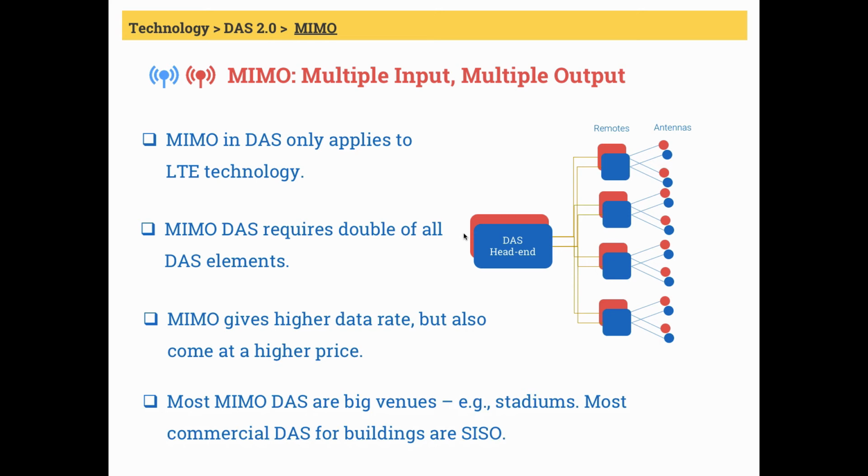For commercial buildings, doubling the cost of infrastructure rarely justifies the higher data rate, and rarely do we implement MIMO DAS for office buildings. And this will conclude our short trip into the MIMO world.